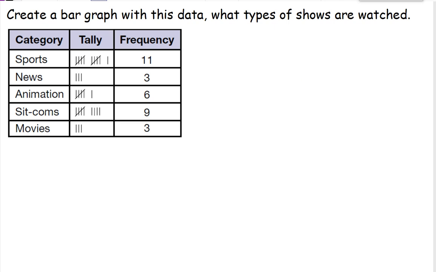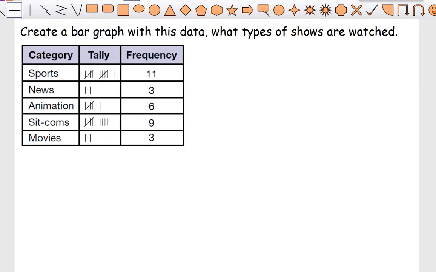We can also show this data on a bar graph. So this is a qualitative question. It's asking what kind of show you like to watch on TV. So there's sports, news, animation, sitcoms, and movies. Okay. So I'm going to go ahead and make a bar graph. And there's 2 ways to do this. I can do it horizontal or vertical. So I'm going to do it horizontal first.